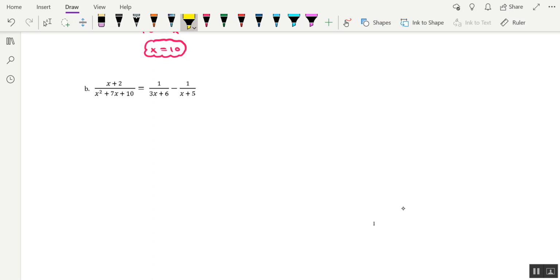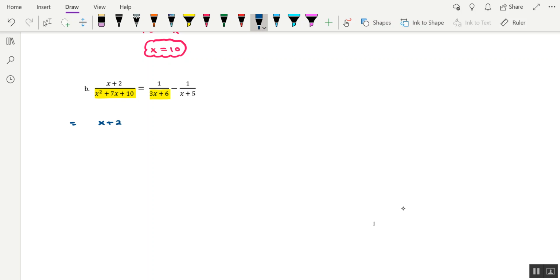Looks like our first denominator, the denominator fraction on the left, has the potential to factor. 3x plus 6 definitely is something we can factor. But x plus 5 we'll leave as is. There's nothing that we can factor with that.